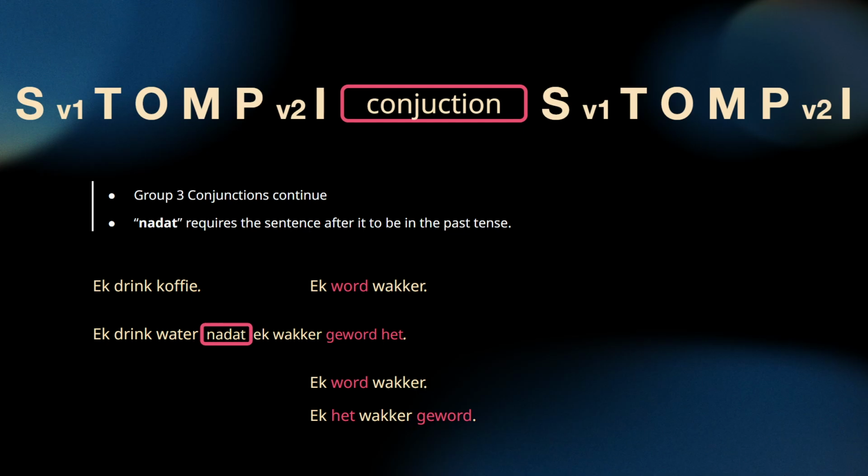Ek word wakker was my original sentence. If I change that into the past tense, which is what nadat requires me to do, it's not optional, it would change into ek het wakker geword. Now I have my real verb 1, het, and that's now going to change because nadat is a group 3 conjunction. So het is now going to move to the second verb position, and because I know the order in which my verbs are written in the second verb position, het is going to be written last.